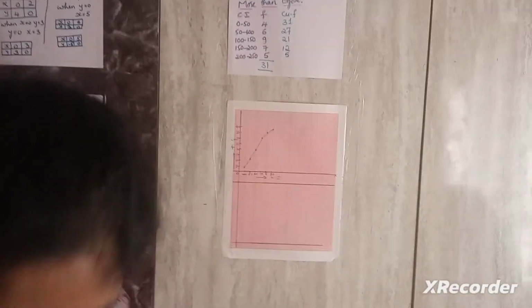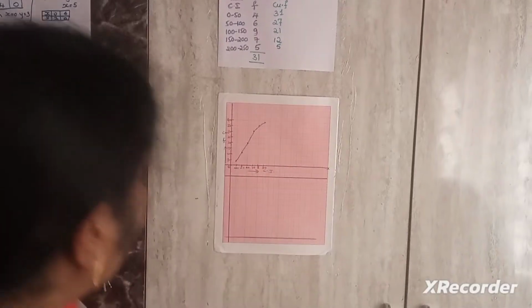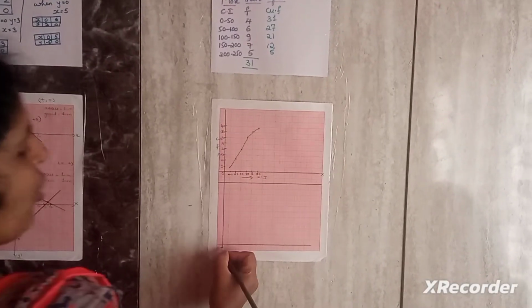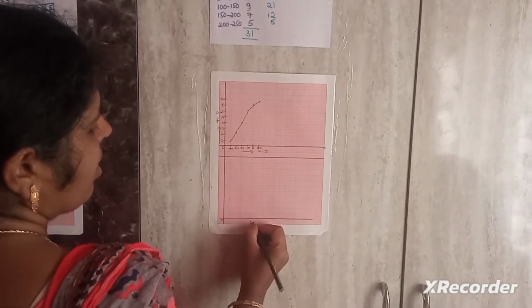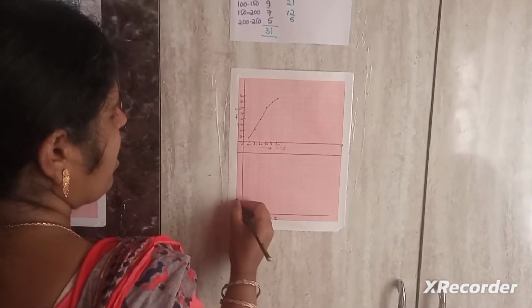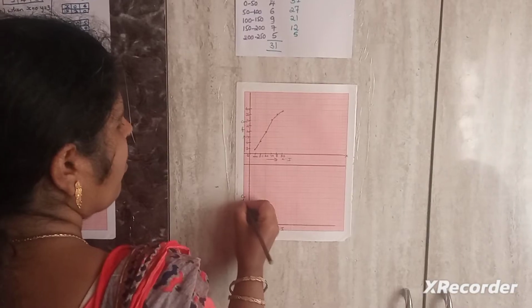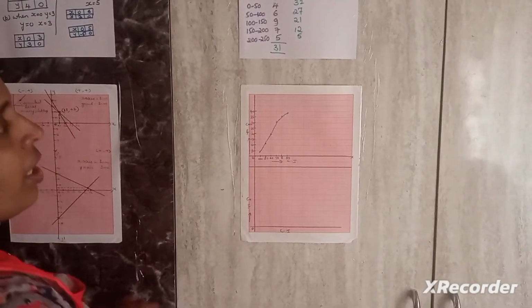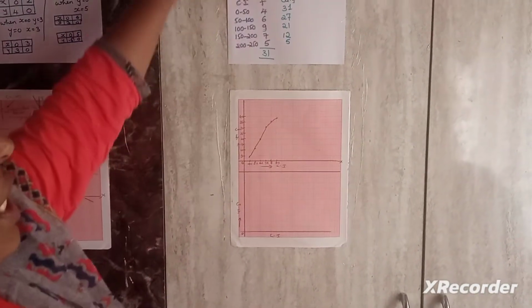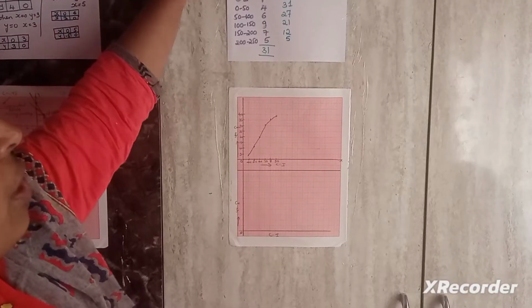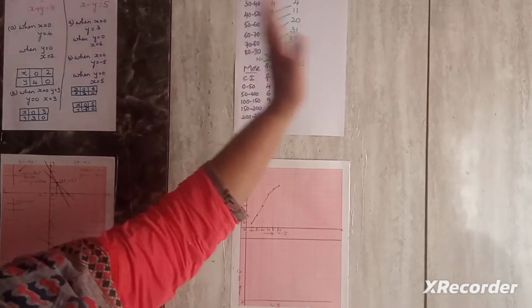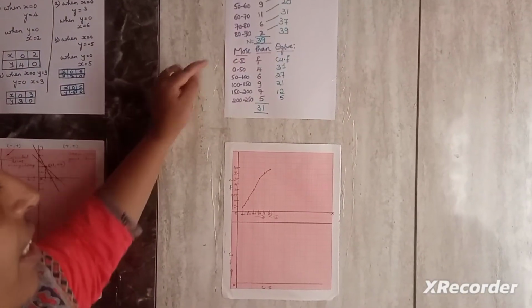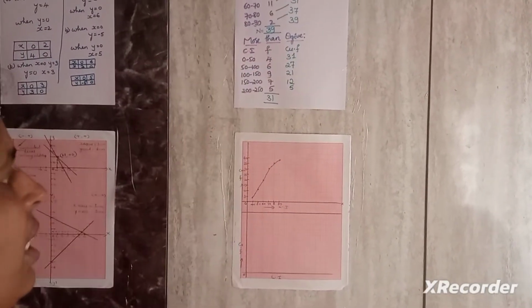Okay, so let us plot the ogive now. Yes, what should be in the x-axis? Very good. Class intervals. Y-axis, cumulative frequency. Now in the previous one I told you should take the lower limits because it should be less than. Here we will take the upper limit. More than 0, more than 50, like that.